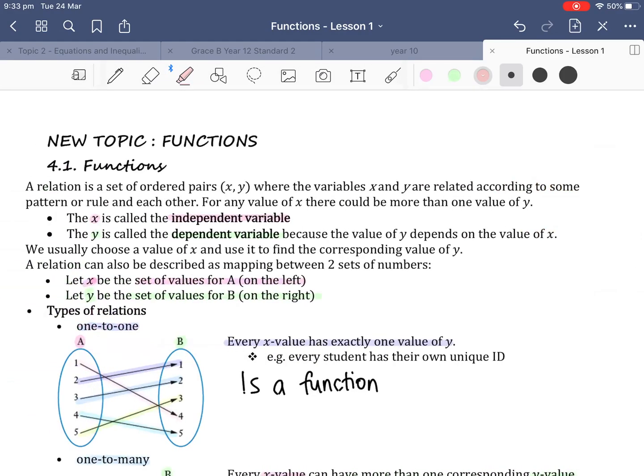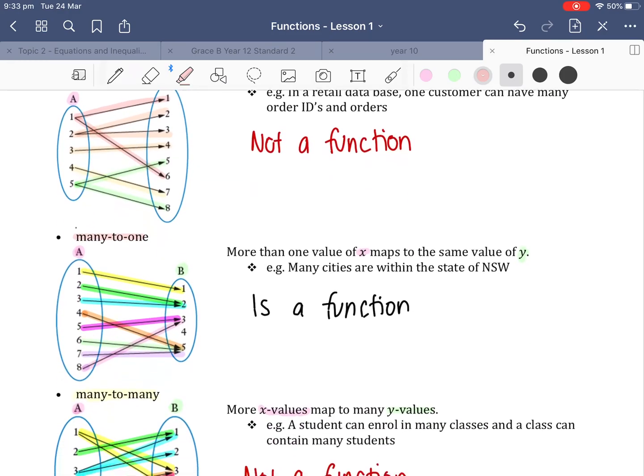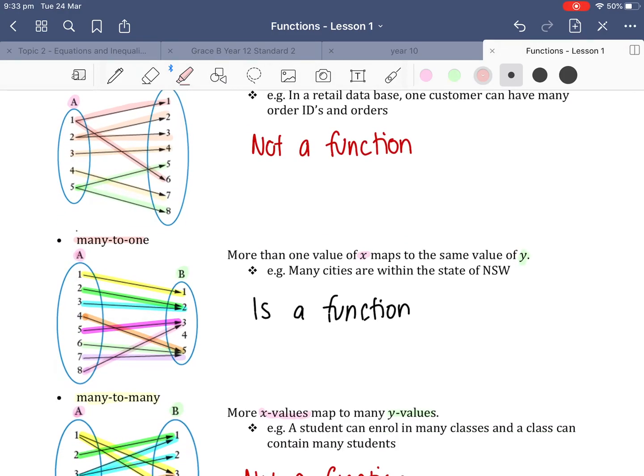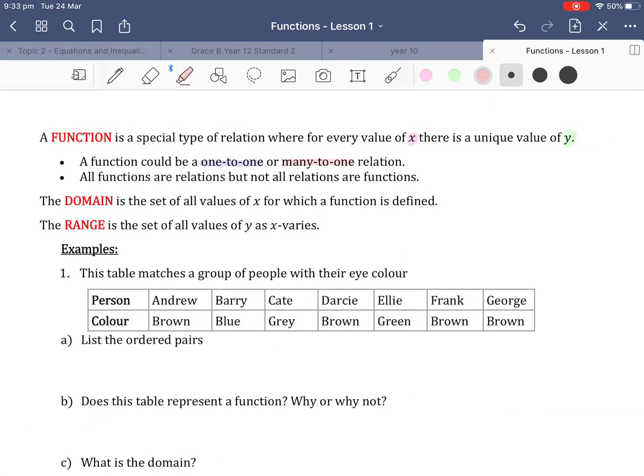So all functions are relations, but not all relations are functions. That means that these are all relations, but only our one-to-one and our many-to-one are functions. We also have the domain, which is the set of all values of x for which a function is defined, and the range, which is the set of all values of y as x varies.